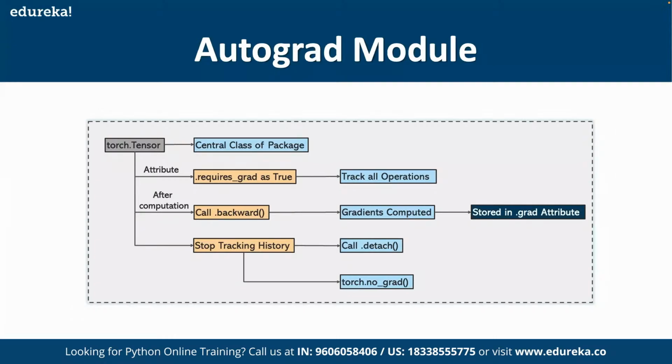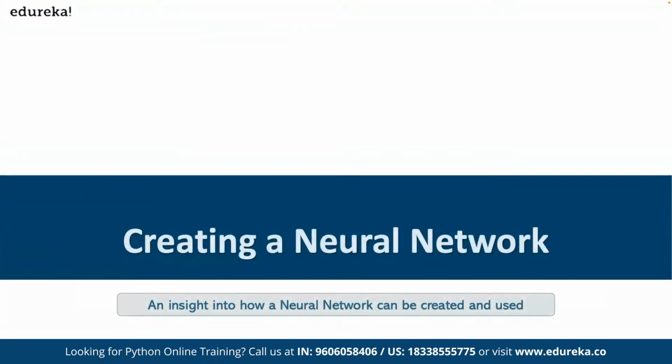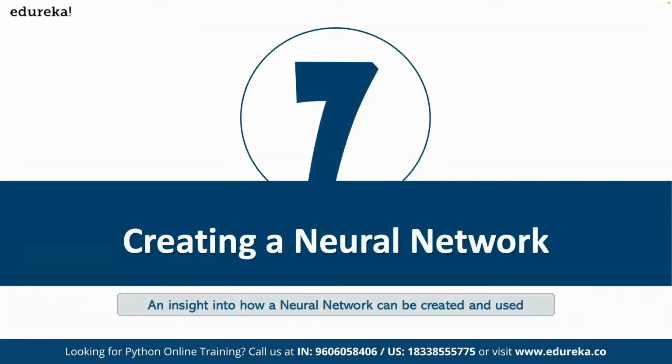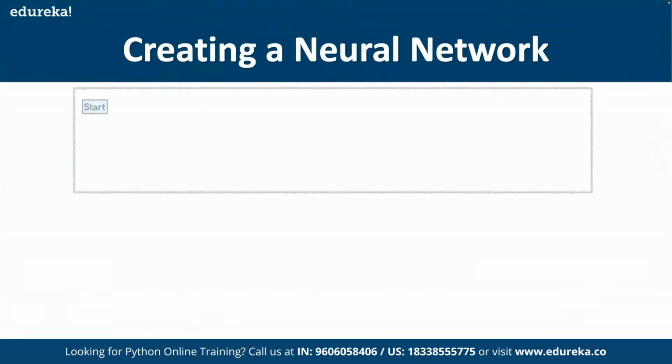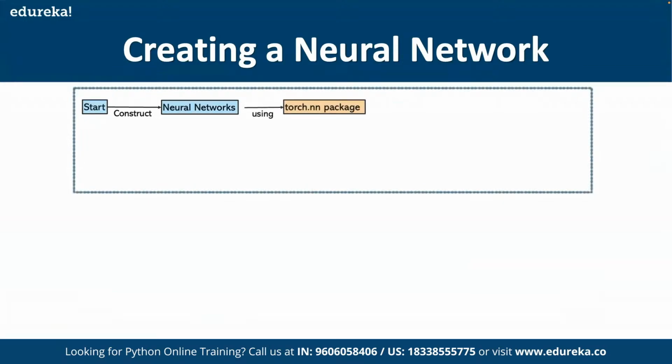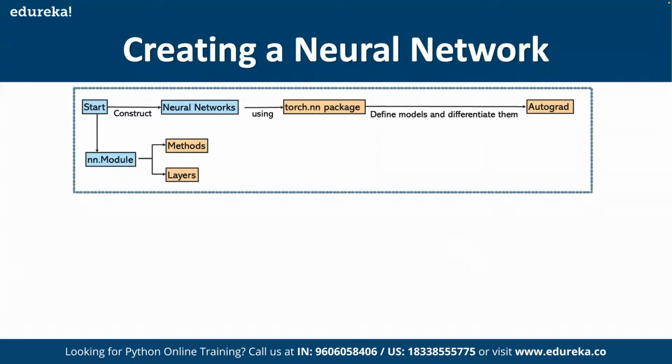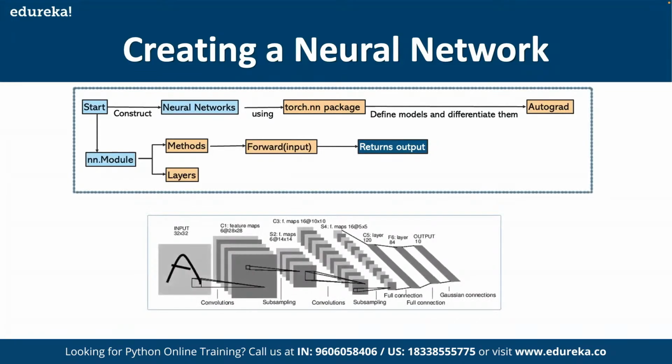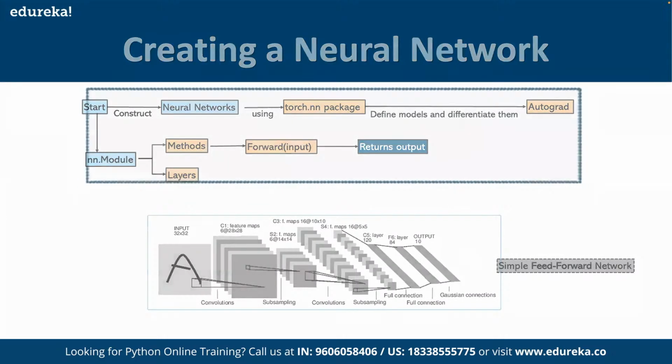Now, if I want to create a neural network, how do I create it with the help of PyTorch? Let's have a look into that as well. If I want to create a neural network, first we'll start with the neural network constructs, and we'll create a class by subclassing, referring to the parent class in the torch.nn package, and then we'll make use of Autograd by defining the model and then differentiating it. And we'll make use of nn.Module. Using that, we'll define our methods and the layers. We'll perform the forward pass, and once I perform the forward pass, it's going to generate the output. Then we'll go ahead and implement the backward pass.